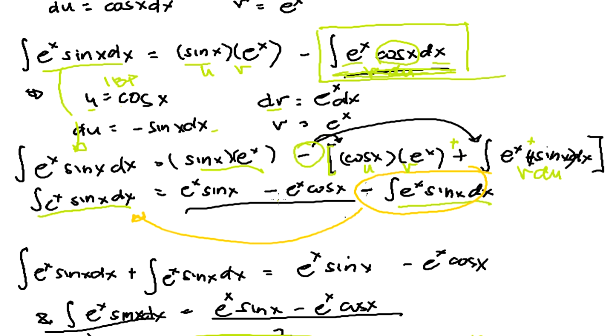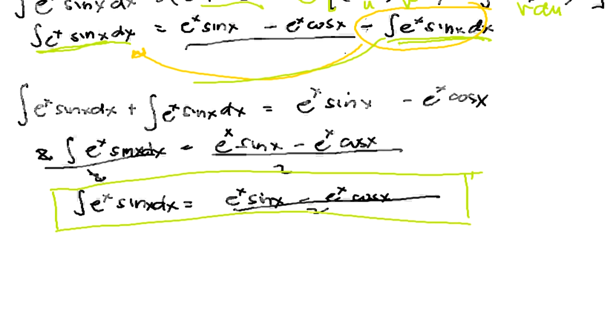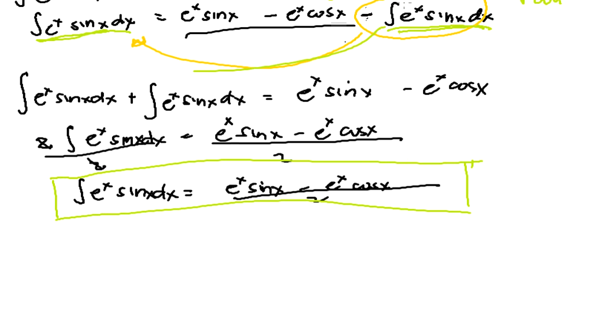That's why we have come up with negative e to the x cosine x and negative integral of e to the x sine x. And we noticed that our original integrand is also the same as this last part of our solution here. So we combined these two on the left side. Because this will become positive, we have 1 e to the x sine x dx and 1 e to the x sine x dx here. So we've come up with 2 e to the x sine x dx.